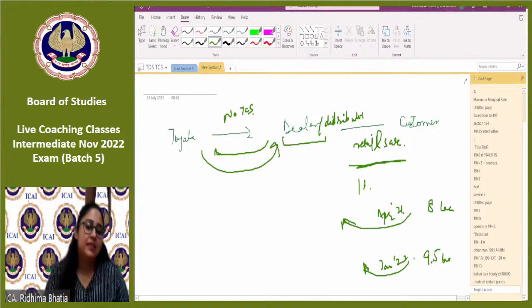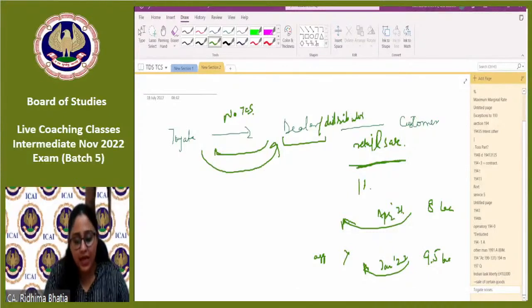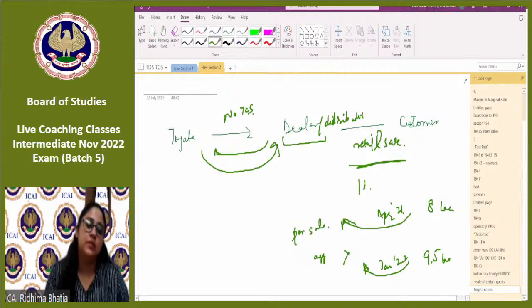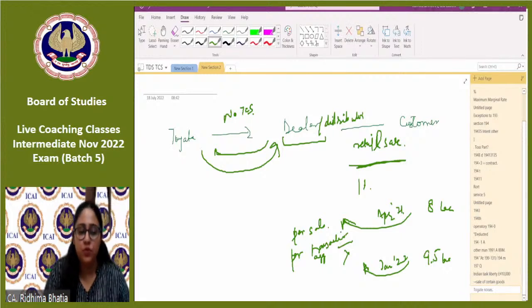Now, will he collect TCS? The answer is no. There is no aggregate condition. 10 lakhs is not divided into various sales. It is per sale, per transaction limit. So per car, if it is not crossing 10 lakhs, then they would not be taking TCS from you.